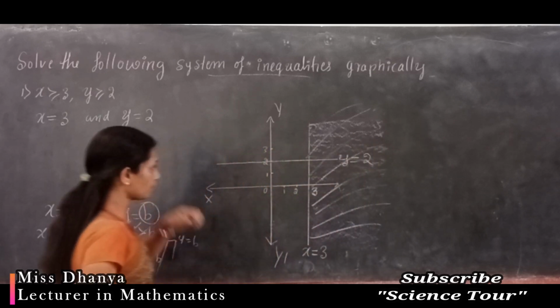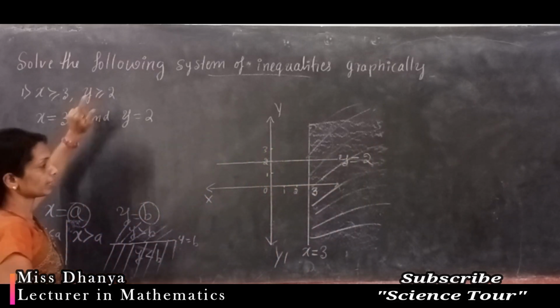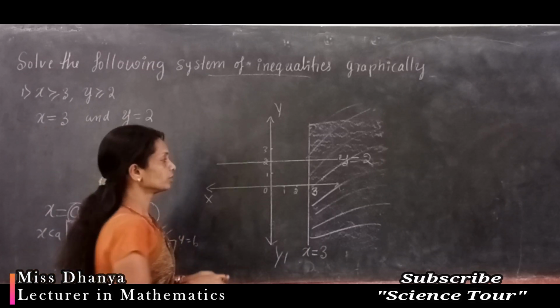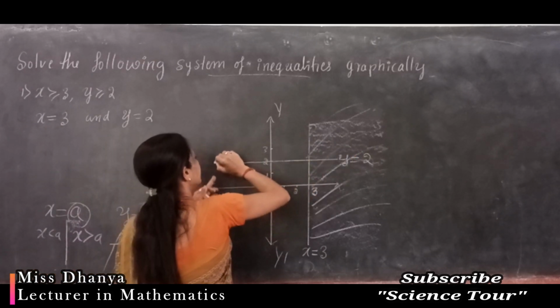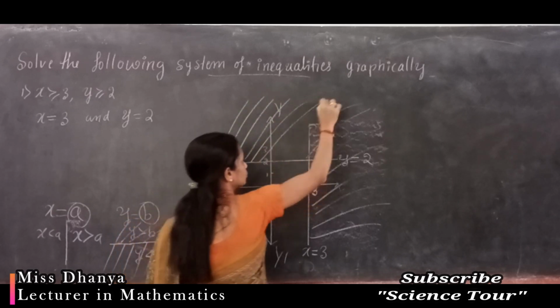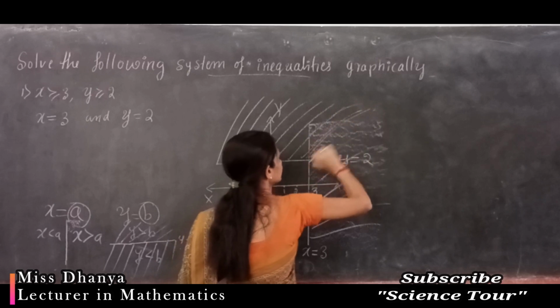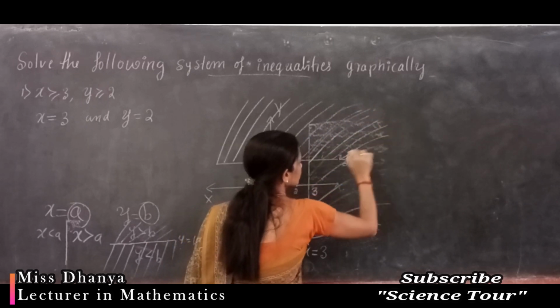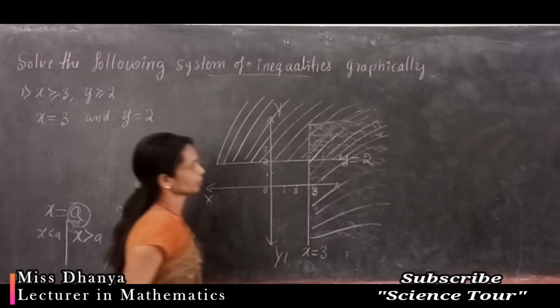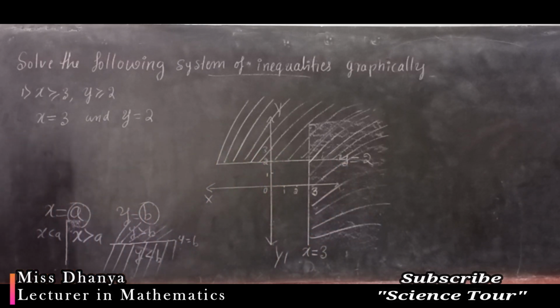Now you have another inequality, y greater than or equal to 2. Y greater than or equal to 2 means above the line y is equal to 2, that you have to shade. Okay, above the line y is equal to 2, if you shade that will be the solution region of y greater than or equal to 2. Now what is the solution of these two inequalities together?